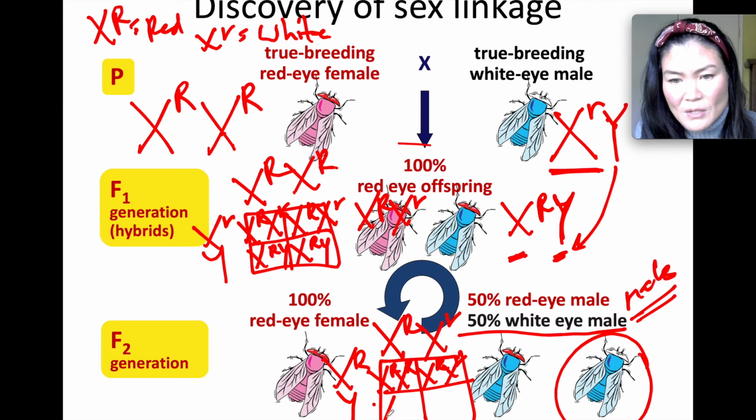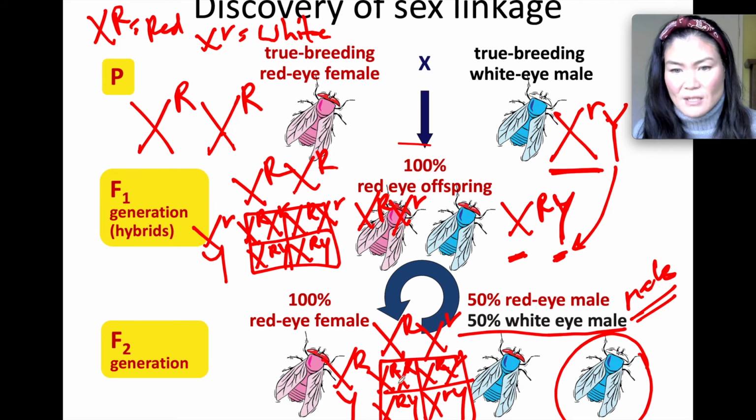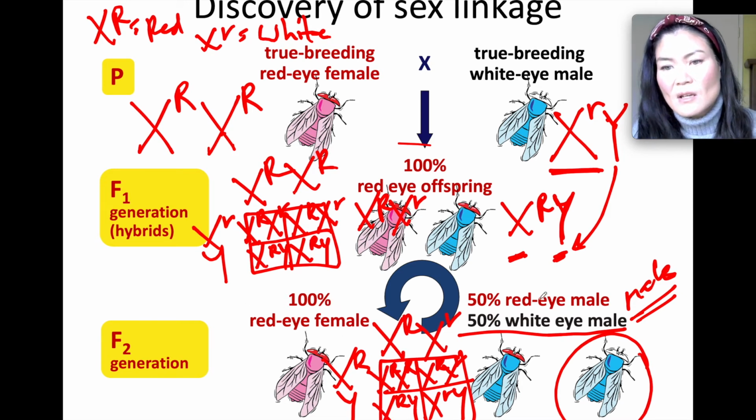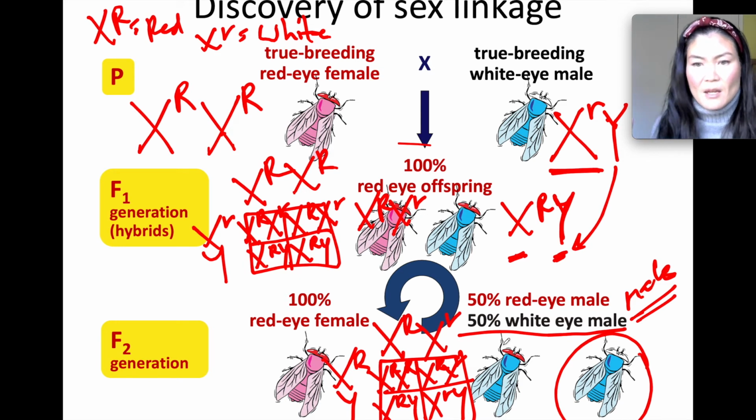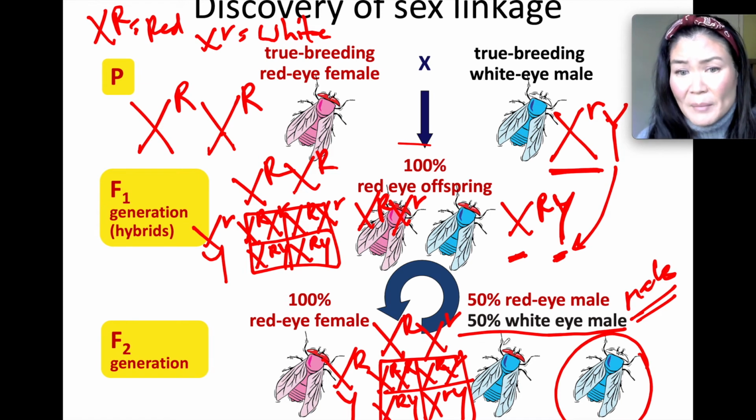See how all the females have red eyes? And then half the males have red eyes, half the males have white eyes. Do you guys see that? This is the red-eyed male, this is a white-eyed male. All the females have red eyes. So 100% red-eyed females, 50% red-eyed males, 50% white-eyed males. Okay? So this is how he determined, like Mendel, he cross-mated, and he found out that red is dominant to white, but then also the gene for red eyes and white eyes are found on the X chromosome.